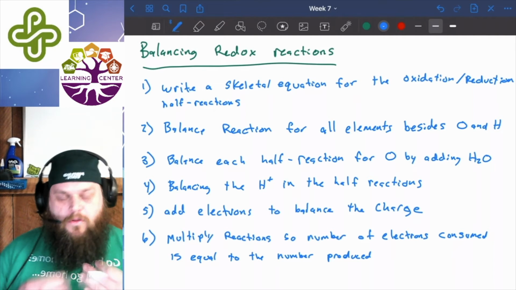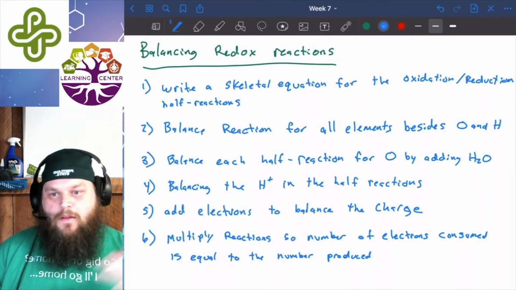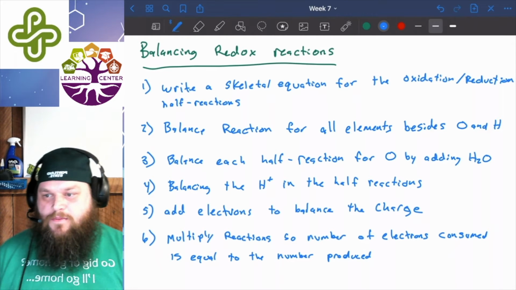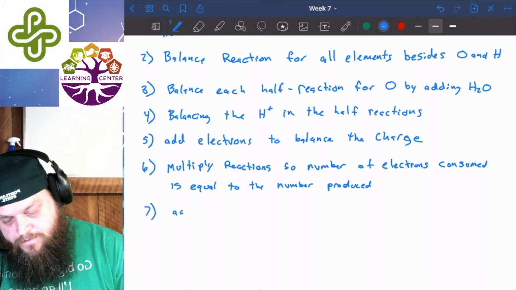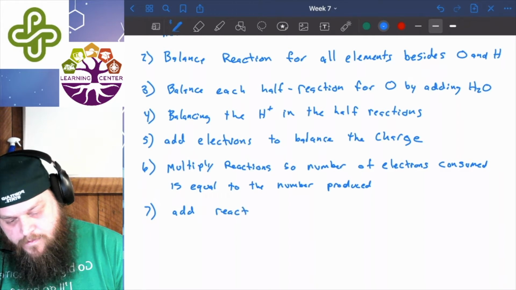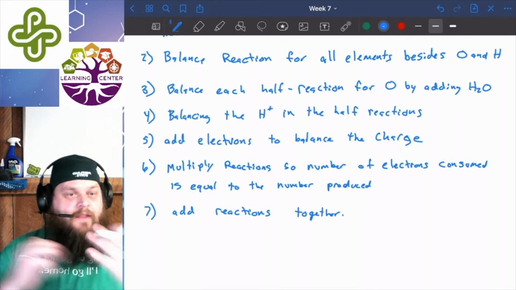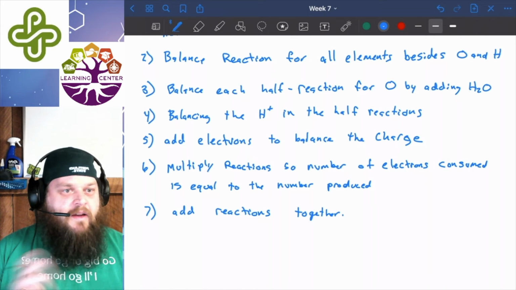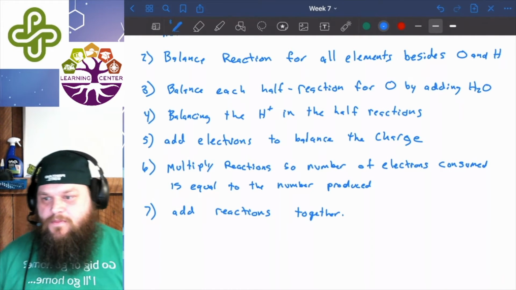And we're looking at the comparison between the two half reactions. Really, we want the number of electrons produced in one half reaction to equal the number consumed by the other half reaction. And then we add these reactions together, just adding the products on one side, adding the reactants on the other side, and canceling out any common values we have between the products and those reactants.